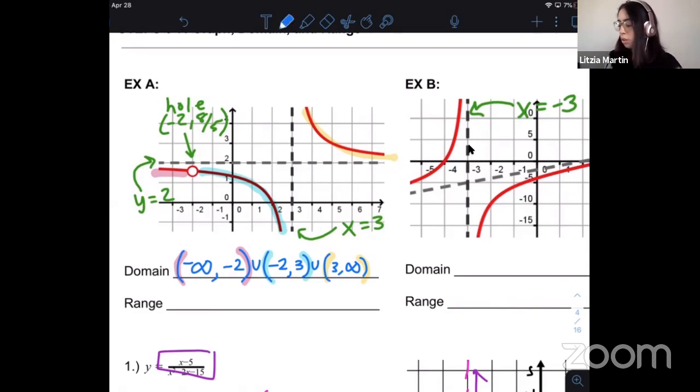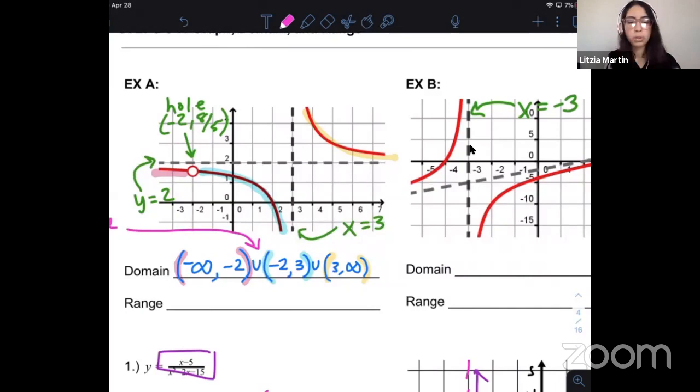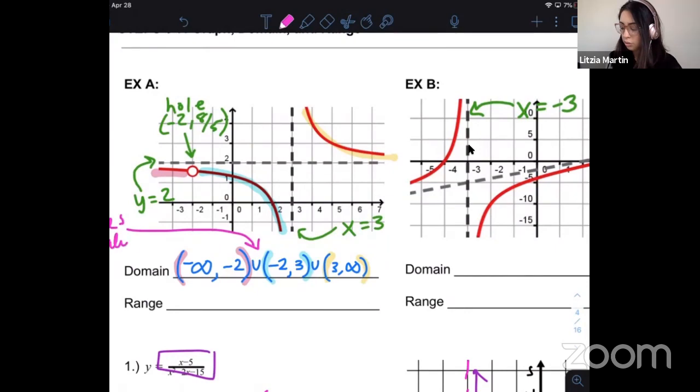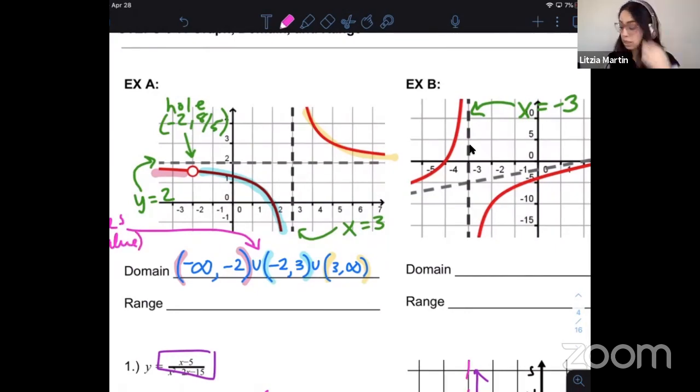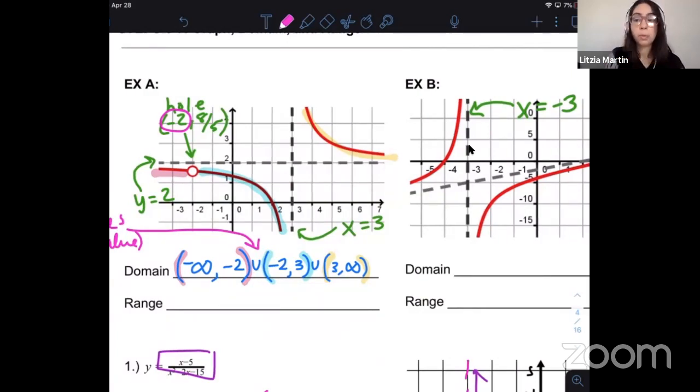And so the discontinuities that break that up are going to be the holes, and only the x value of the holes. So in this case, the x value of our hole was -2. So that's why -2 broke up our domain. And then vertical asymptotes. Okay. So vertical asymptotes and holes are going to be the two things that break apart our domain.